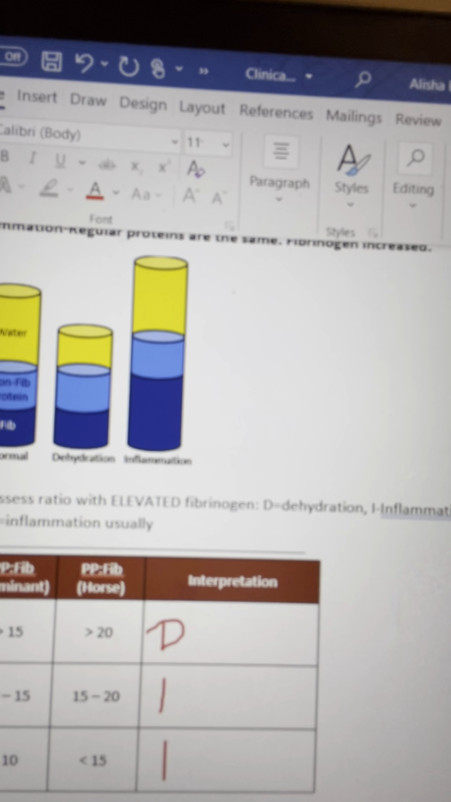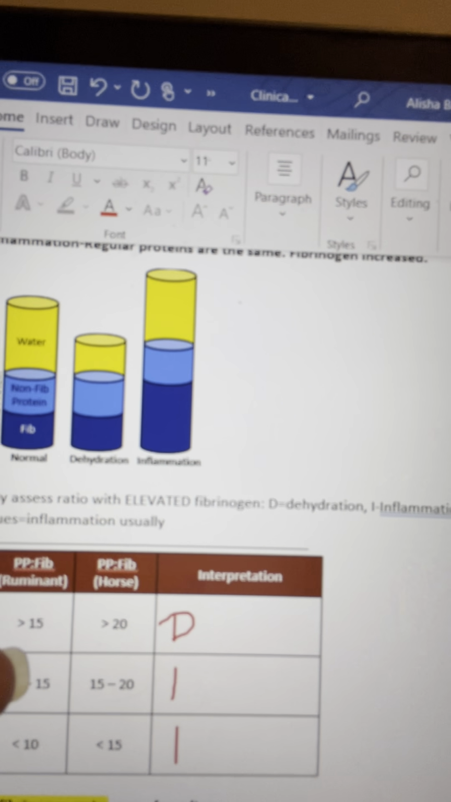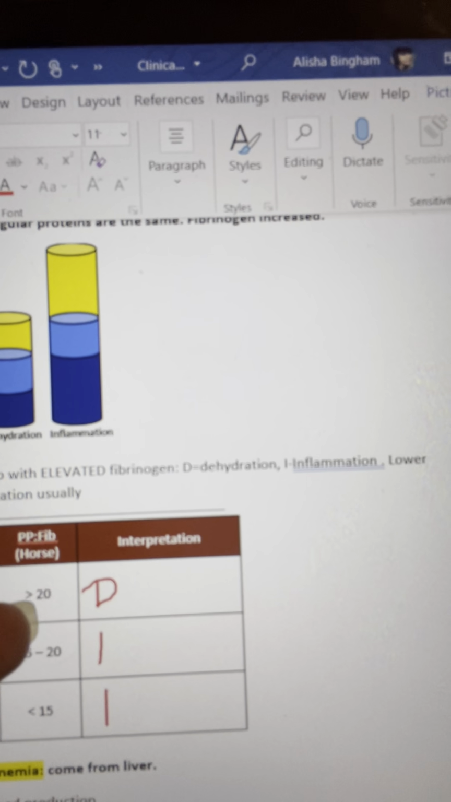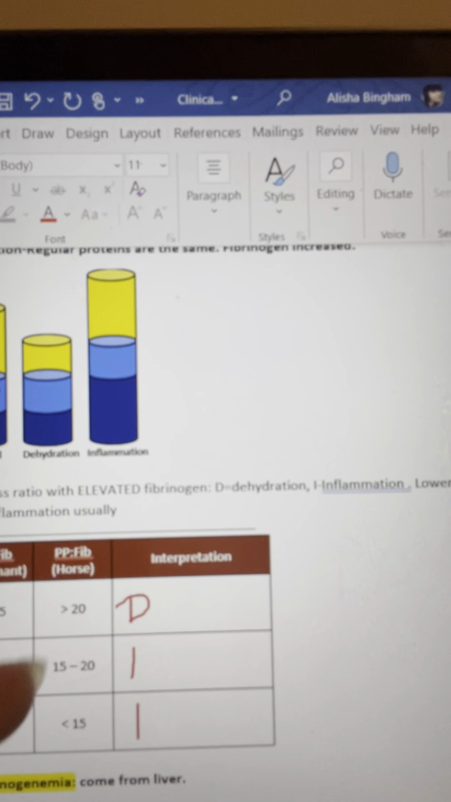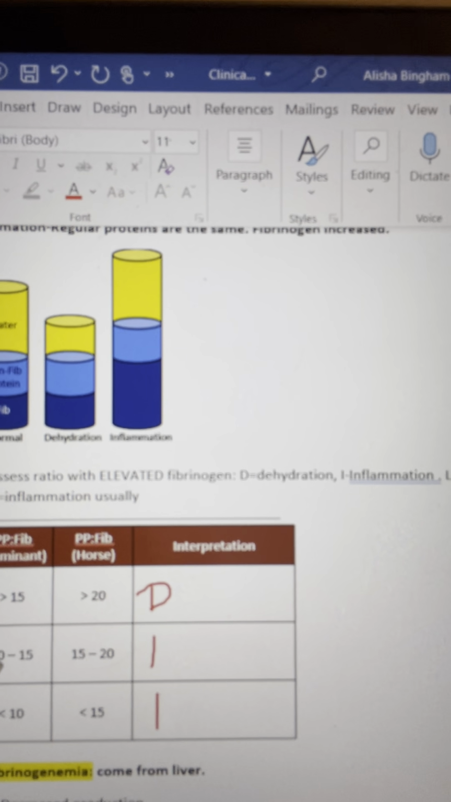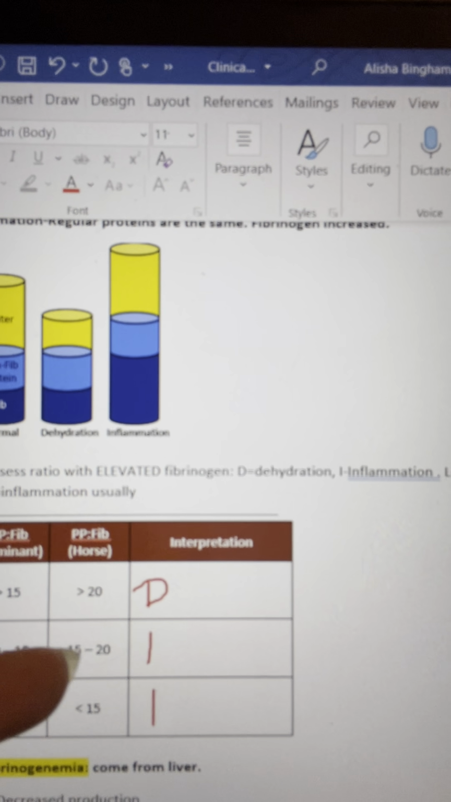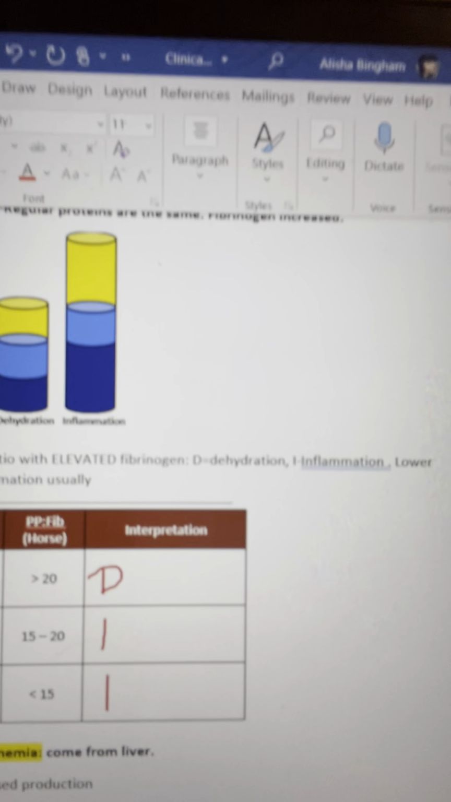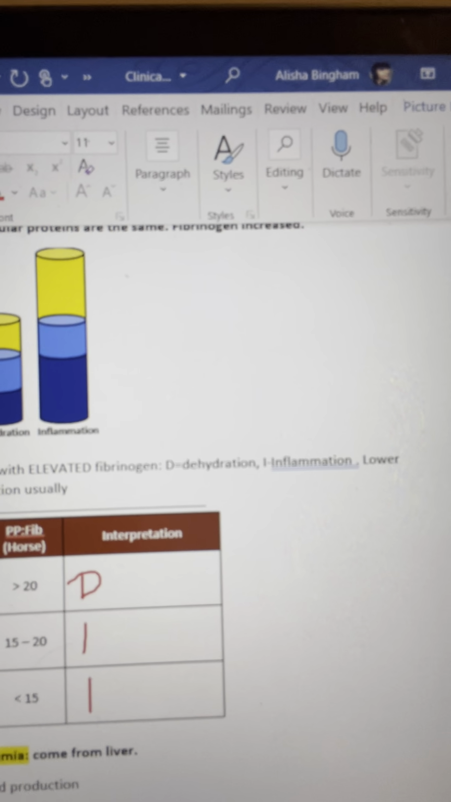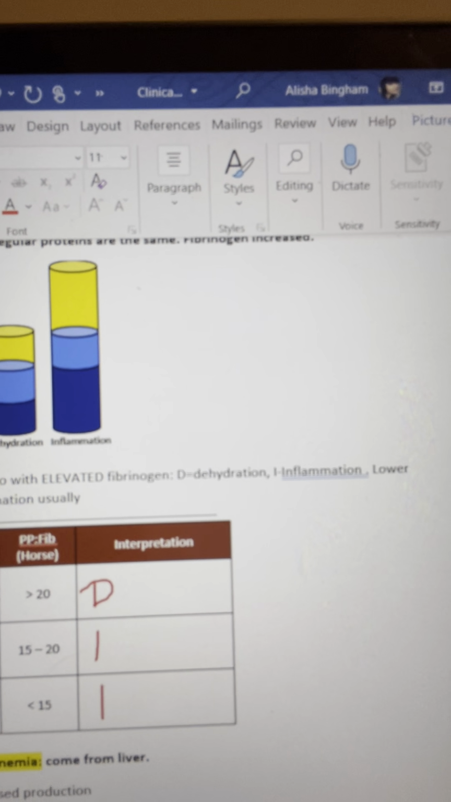So here we have the fibrinogen for ruminant, it is less than 15, and then for a horse less than 20, so this would be dehydration in this case. Here we have ruminant between 10 and 15, and then for a horse fibrinogen is 15 to 20. This would be due to inflammation. And then we have greater than 10 and greater than 15. This would also be due to inflammation.